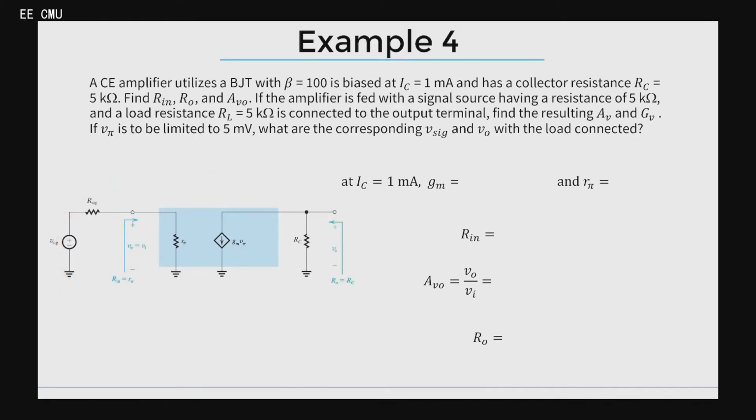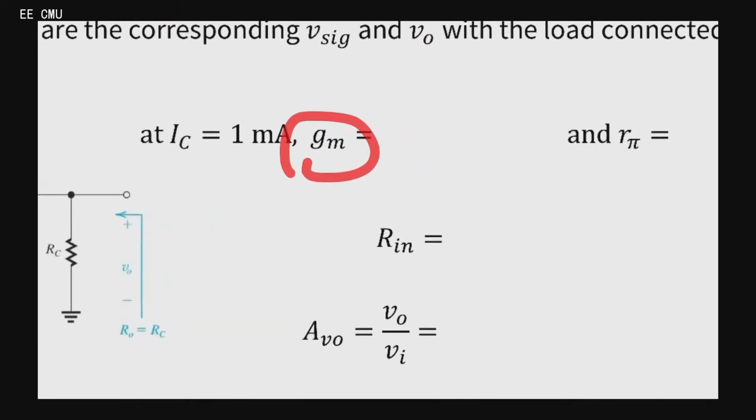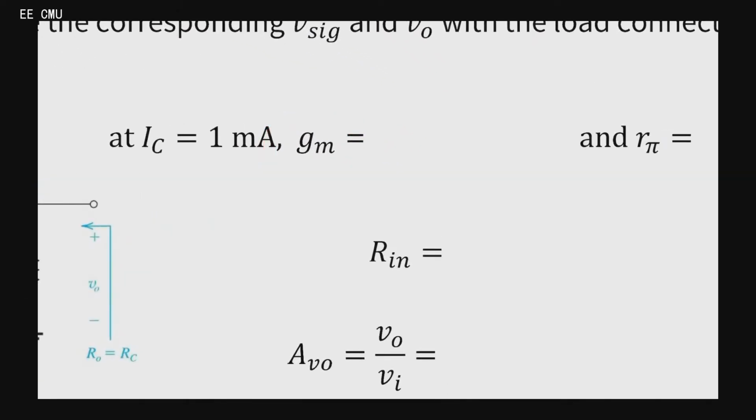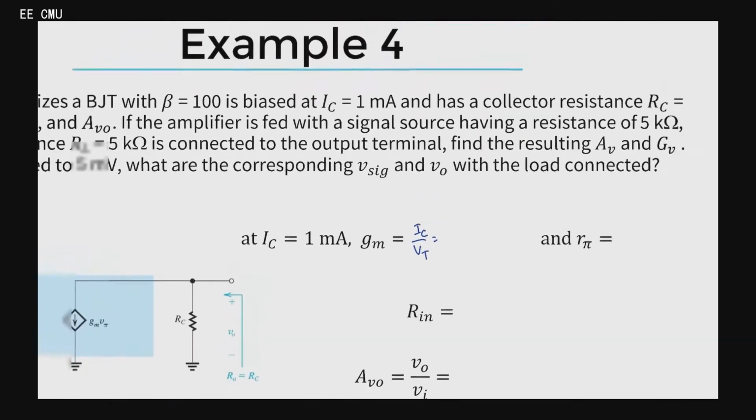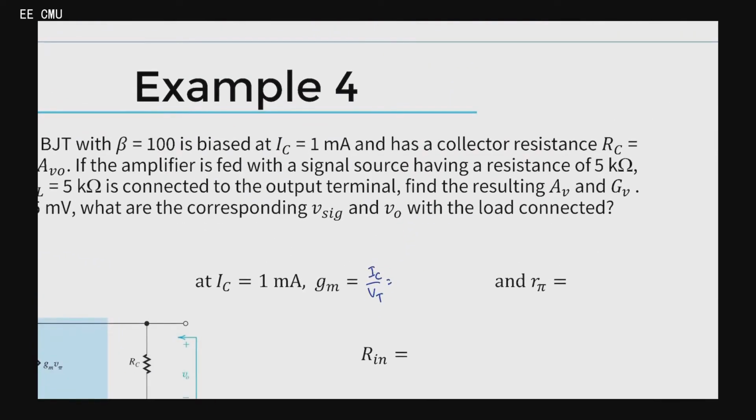Alright, the example says to find GM. So let's try to find GM, the GM of the BJT. For a BJT, it's equal to IC divided by VT. So what does that come out to? 1 milliampere divided by 26 millivolts. It equals 38.46 millisiemens. Now, moving on to the next part.